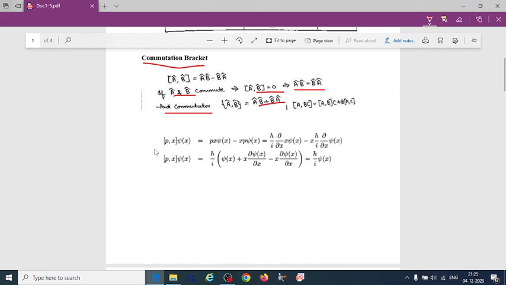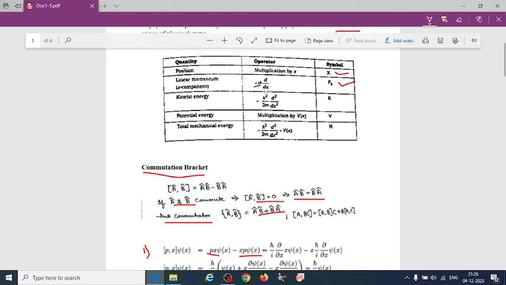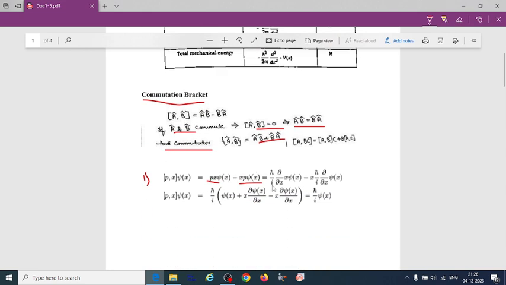Okay, then let us take one example here. What is the commutation relation for p comma x? With a wave function operating on this commutation bracket. So p comma x, like a comma b. So how can we write? px minus xp. What is the operator for p here? Minus i h cross dou by dou x, the operator for momentum. We can also write h cross by i. So just substitute the operator value for p here.